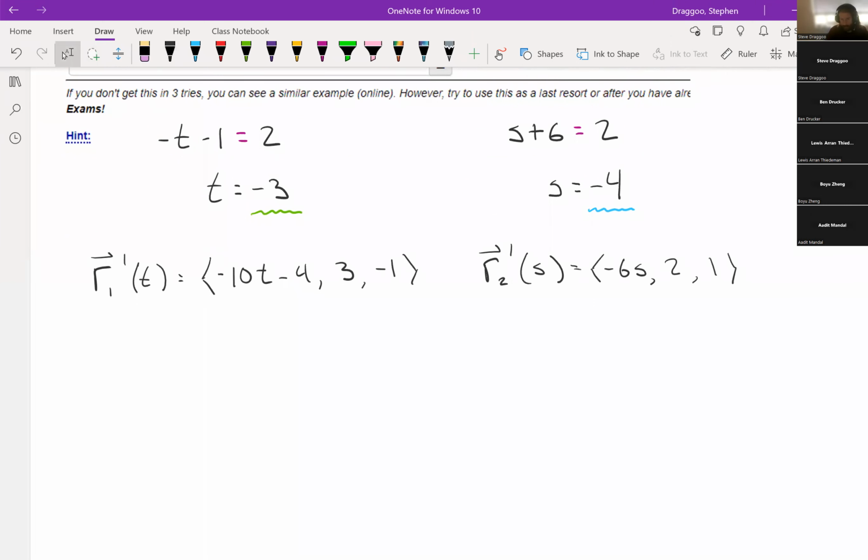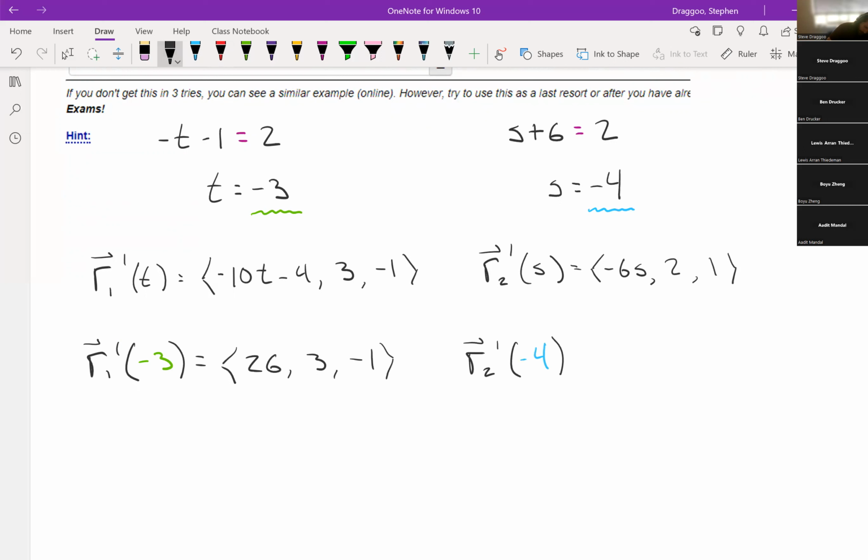Because now I want to evaluate these tangent vectors at the two points that I solved for, or at the single point I solved for, but one's a t value, one's an s value. So I want R1 prime of -3, and I get the vector 30 minus 4 is 26, 3, -1. And then I need R2 prime at an s value of -4, and I get the vector, let's see, -6 times -4 is positive 24, 2, 1.